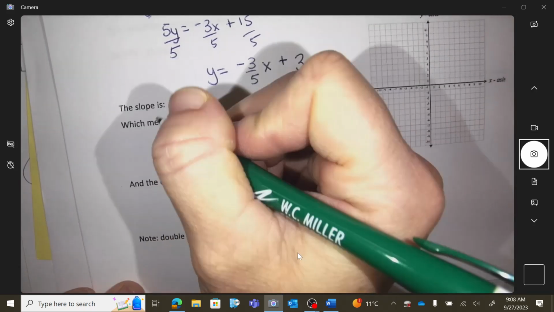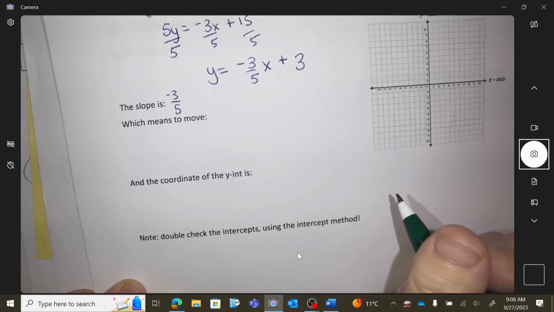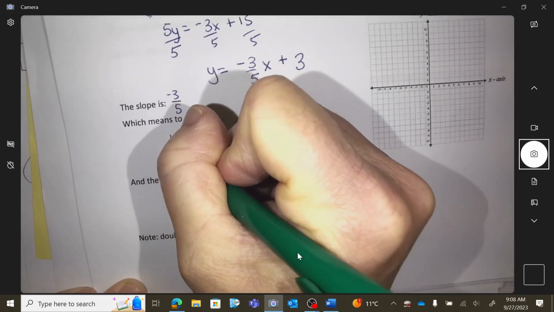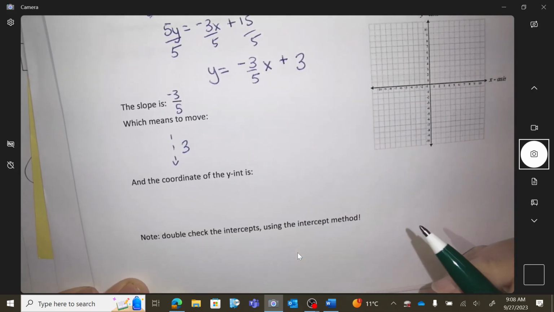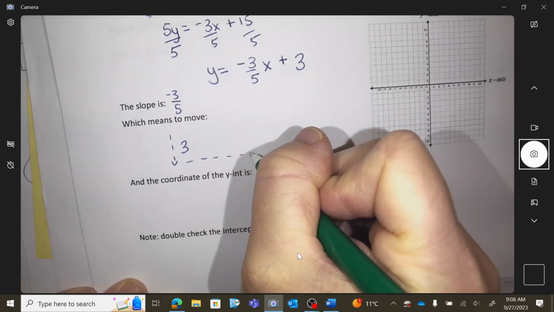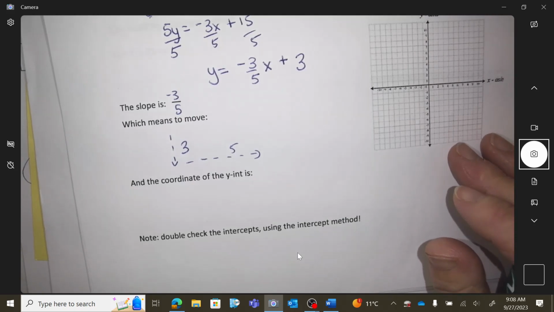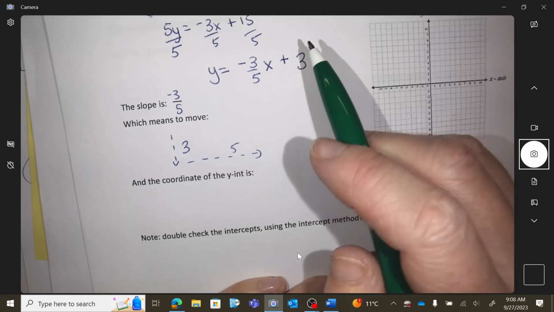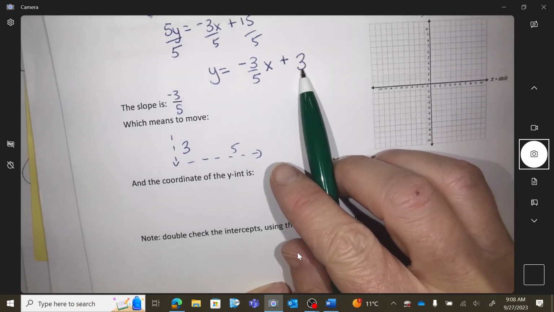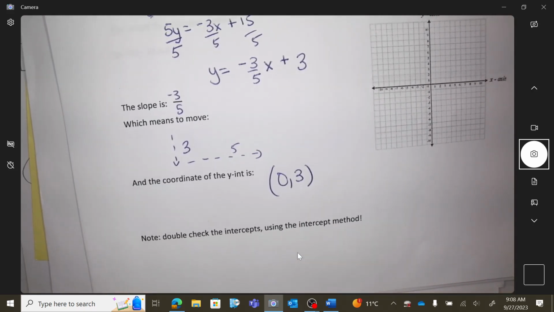So I got a slope of negative 3/5. So when I move, I would be going down 3, and then I would be going 5 to the right. That's my move. And then we discovered the y-intercept. So at the end here, 3. So the coordinate would be technically 0, 3, because it's a y-intercept.